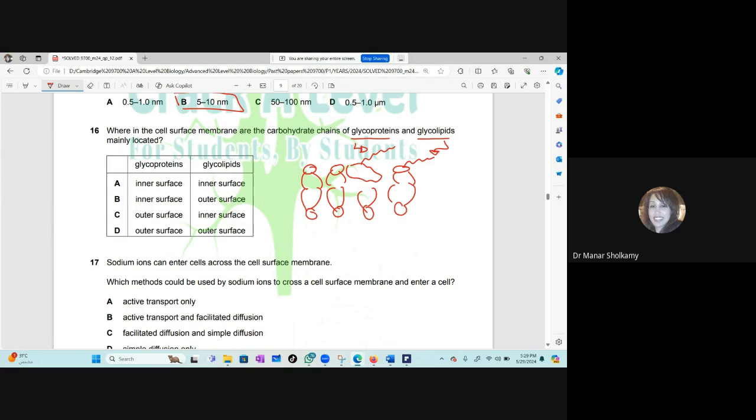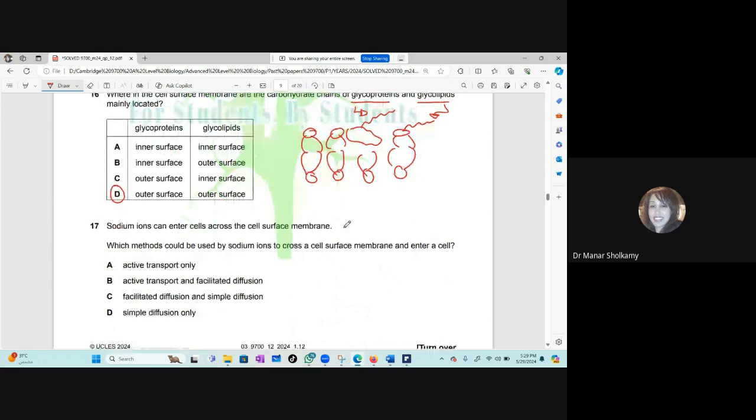So where are they located? On the outer surface of the membrane or on the inner surface of the membrane? On the outer surface. Yes. Outer surface. They are both on the outer surface.